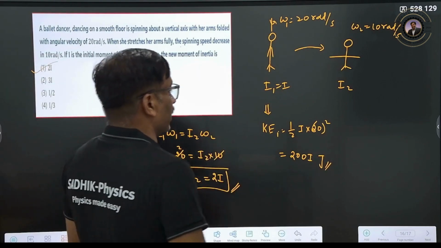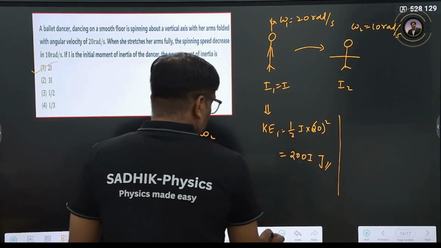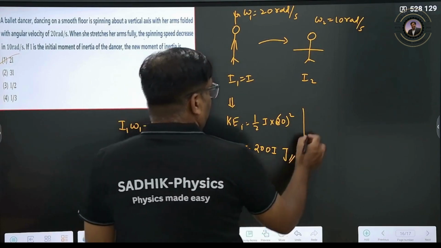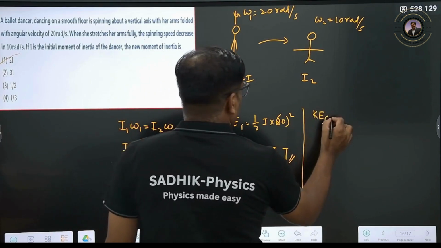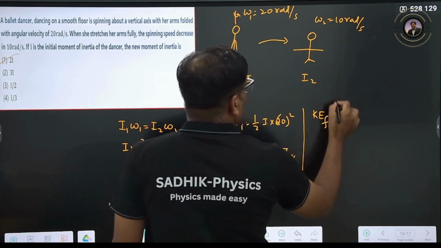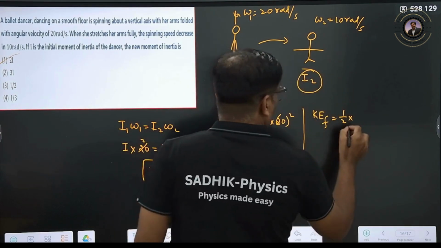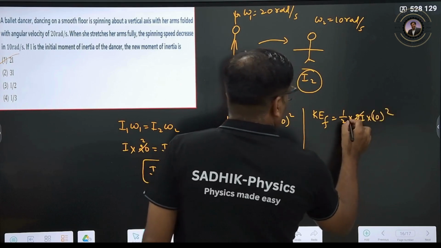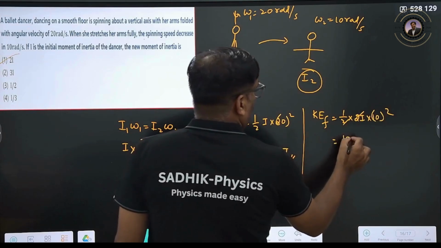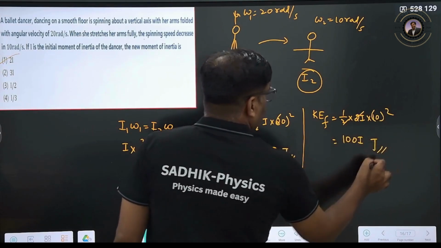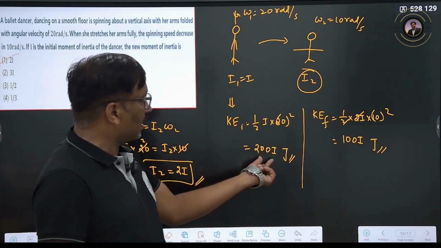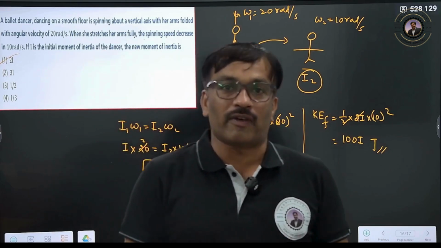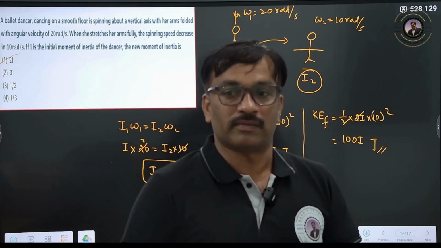So what happened to the final kinetic energy? We can see the difference in this one. What will be the final kinetic energy? Final kinetic energy will be equal to 1 by 2 into I, with omega how much? Therefore it will become 1 by 2 into 2I into 10 square. So therefore it is 100 I joules. What happened now? Here initial kinetic energy is 200 I. Final kinetic energy is nothing but 100 I. So what happened to the remaining energy now?